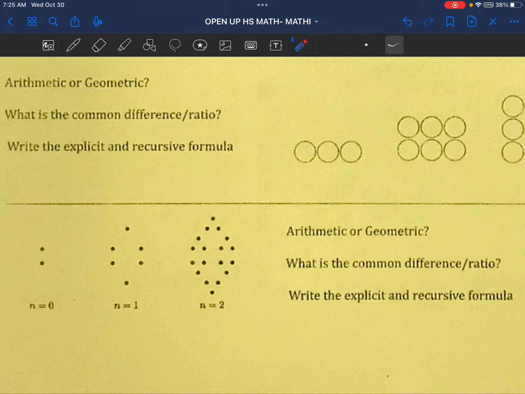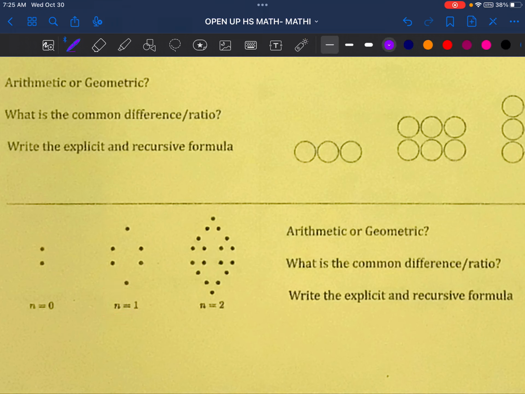Okay, so I just gave it away. This one's geometric, but let's prove it. So it looks like here is my beginning term, f of 0, f of 1, f of 2. So my 0th term, my first term, my second term.